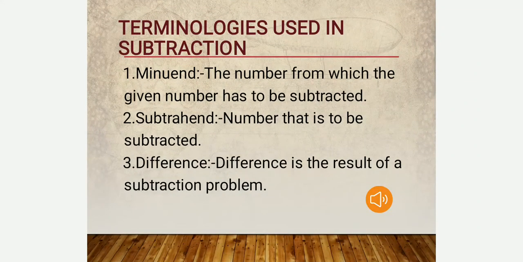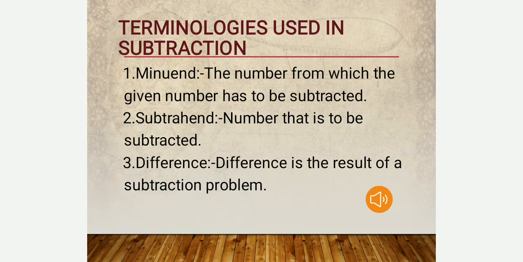Moving on to the next slide, terminologies used in subtraction. Here we are going to use 3 important terminologies. The first number in the subtraction is called minuend. The second, which has to be removed or taken away, is called subtrahend. The result or the answer after doing the subtraction is called difference.